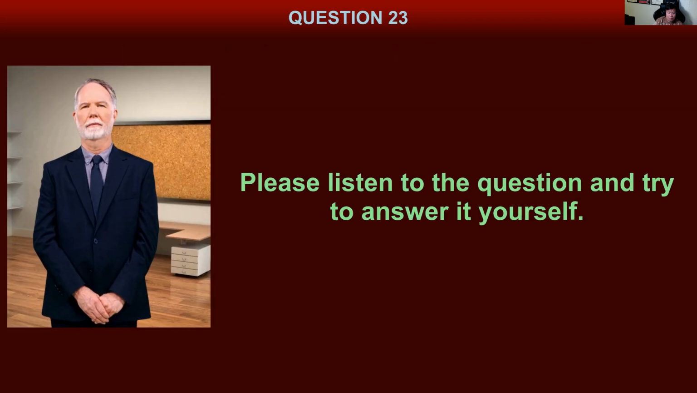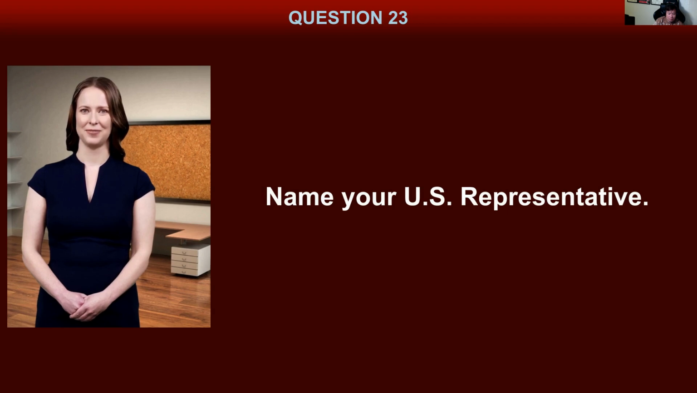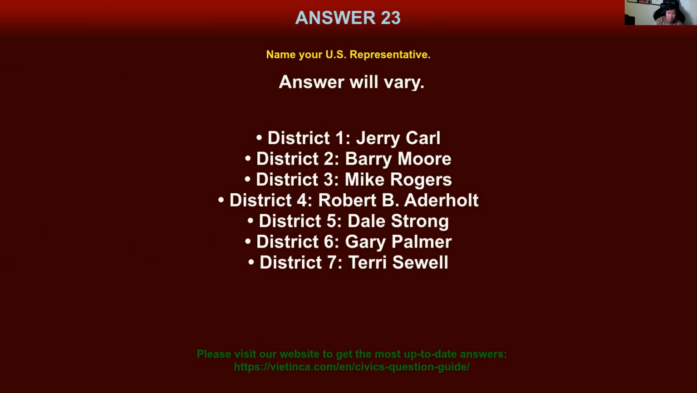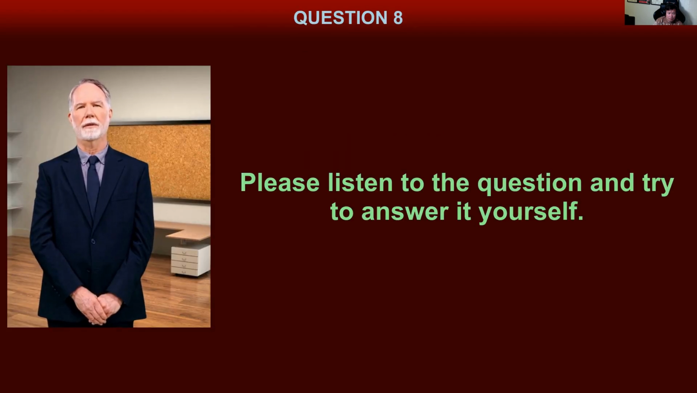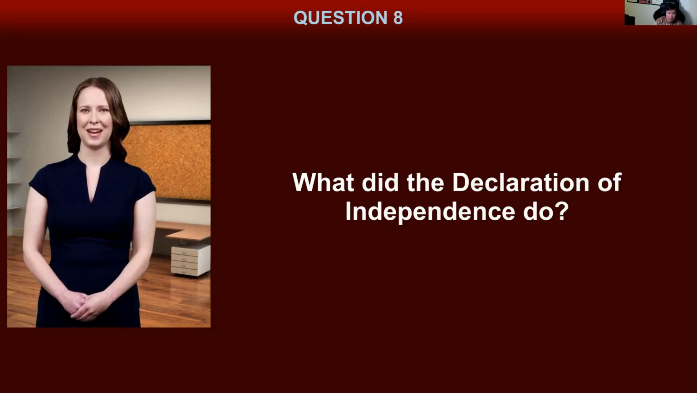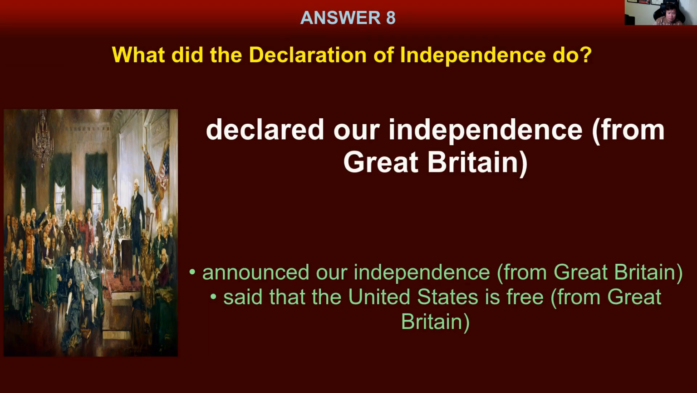Name your U.S. representative. Answer will vary. What did the Declaration of Independence do? Declared our independence from Great Britain.